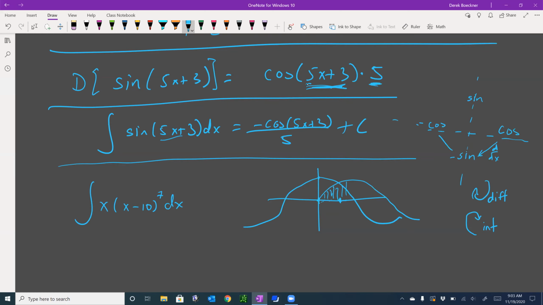So d dx goes this way and this way and this way and this way. And integration goes this way, this way, this way, this way.